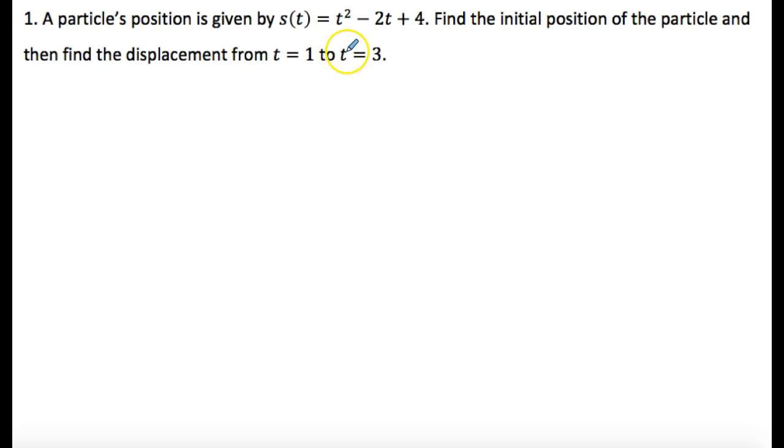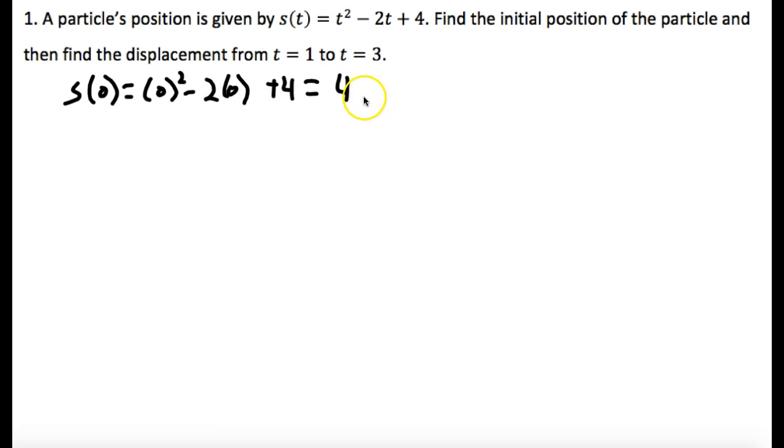So in this example, we have an equation that represents the position of a particle. We want to find the initial position of the particle first. So initial position means, well, I want to evaluate where we are at t equals 0. So I'm plugging 0 in for t. So we just get 4, right? 0 minus 0 plus 4. So my initial position is 4.